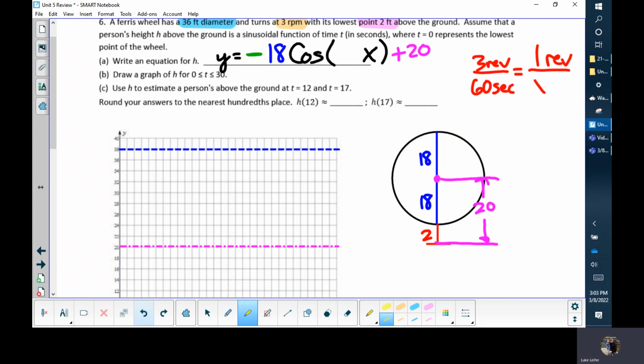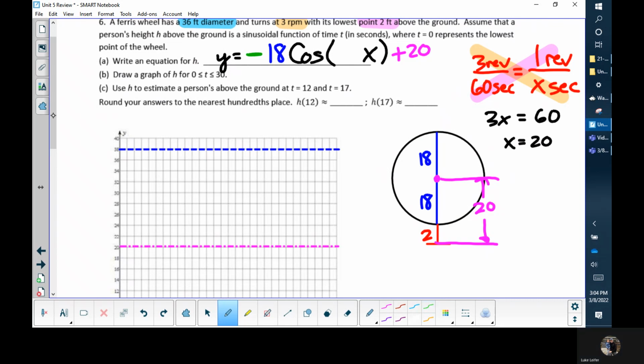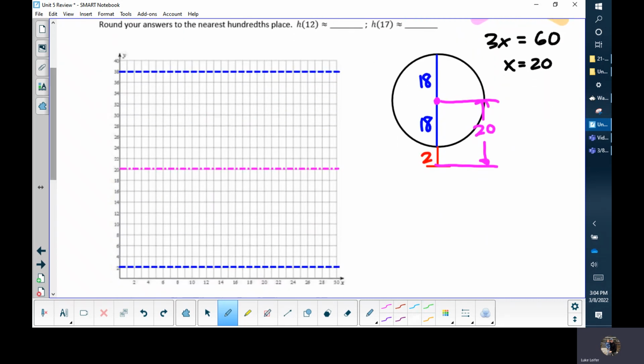Now, this is a pretty easy one, because I can just reduce this, but if it's not an easy one, if it's an ugly number, just cross multiply. I get 3 times x equals 60, and when I divide, I get x equals 20. Okay, so my period here is 20.